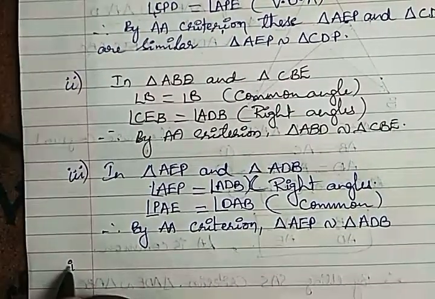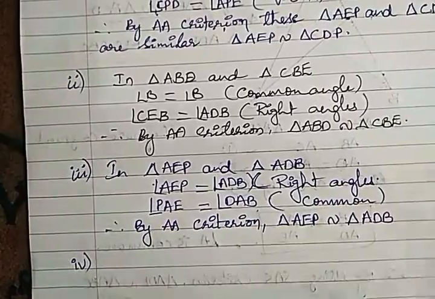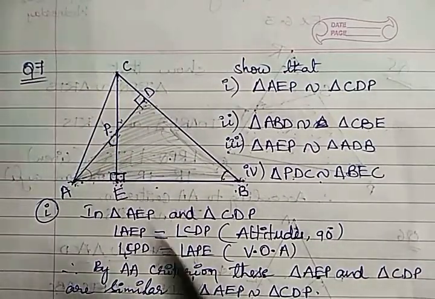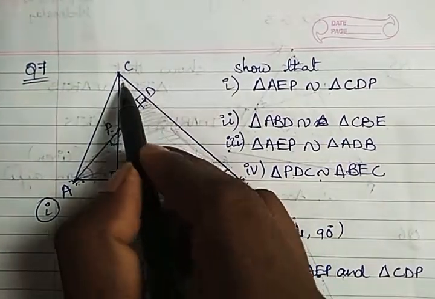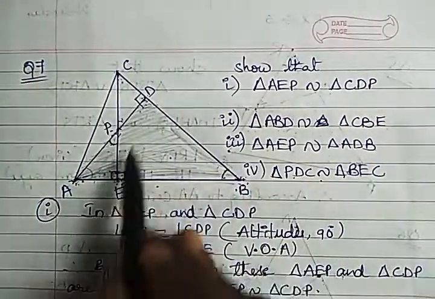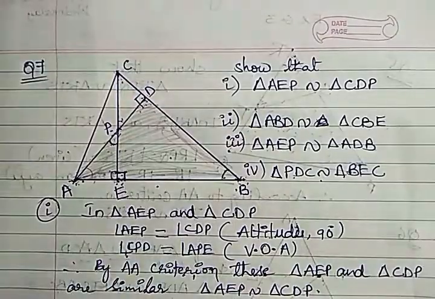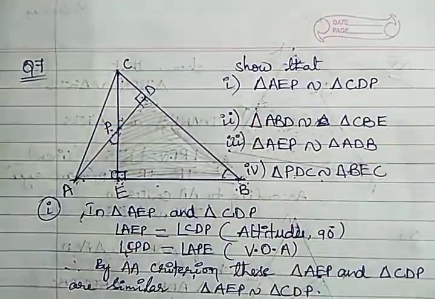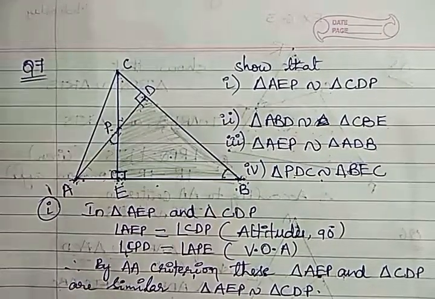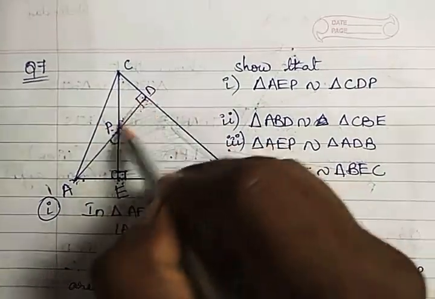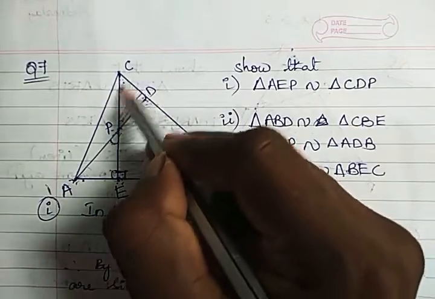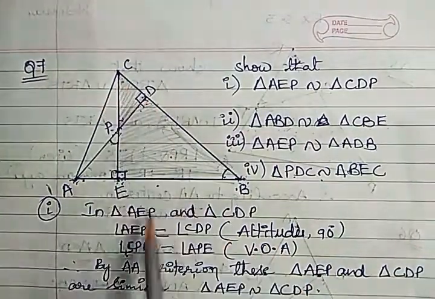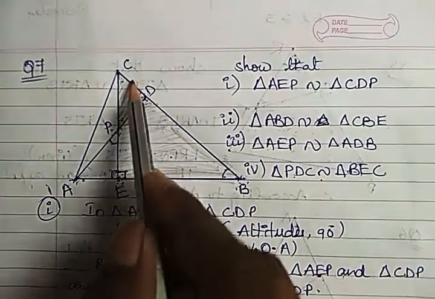Now fourth question is PDC and BEC. What are PDC? PDC smaller triangle and BEC bigger triangle. So now this portion is not required. I'll rub this portion. Where's my pencil? Yeah, this one. PDC smaller triangle and then BEC bigger triangle.